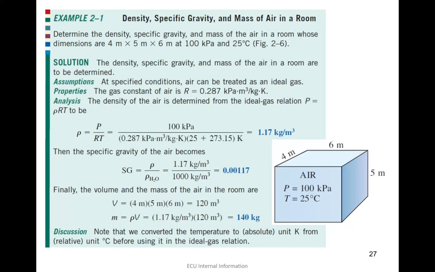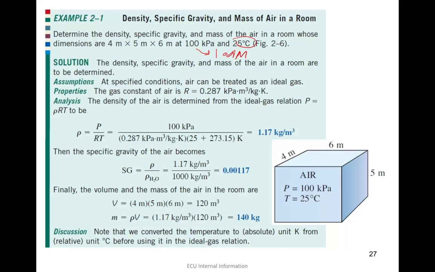This is one example that talks about density, specific gravity, and mass of air in a room. The question says: determine the density, specific gravity, and mass of the air in a room whose dimensions are 4 meters by 5 meters by 6 meters at 100 kilopascal. 100 kilopascal is almost equal to 1 atmospheric pressure, which we will cover later, at 25 degrees Celsius.